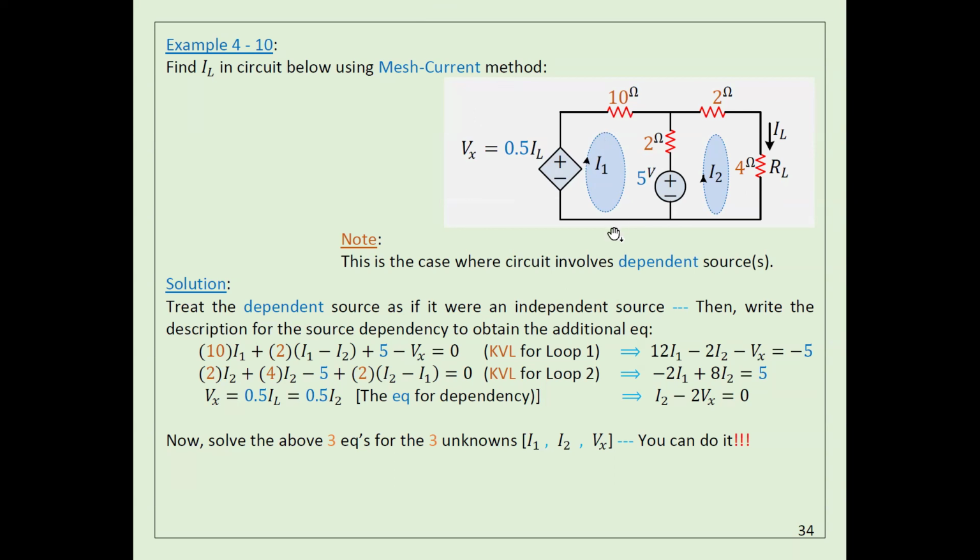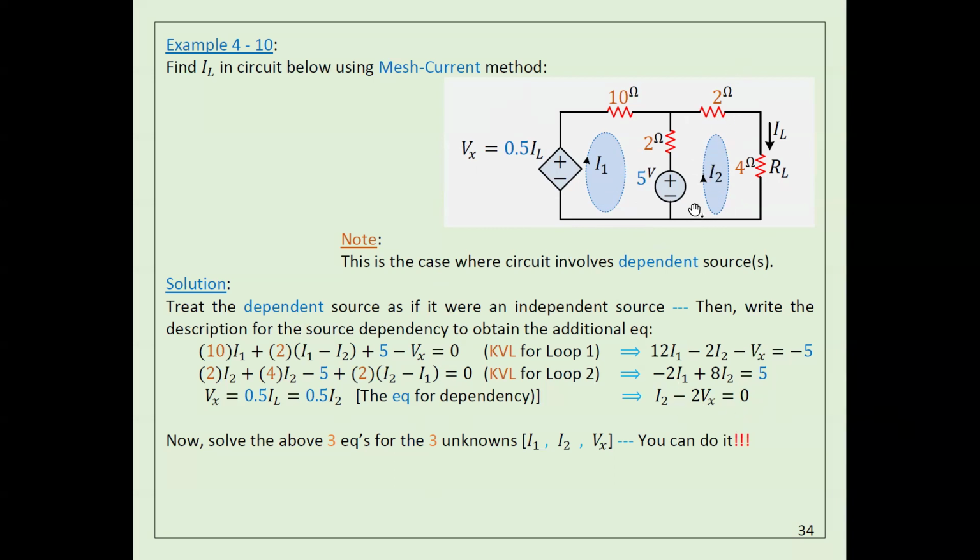In this loop, I'm going to apply Kirchhoff voltage law, which is very easy. Here I1 times 10, and the voltage drop here is I1 minus I2, so I1 minus I2 times 2. This one is positive 5. This one is negative Vx, and Vx is actually 0.5 times I2. So now this equation is only in I1 and I2. Is that okay?